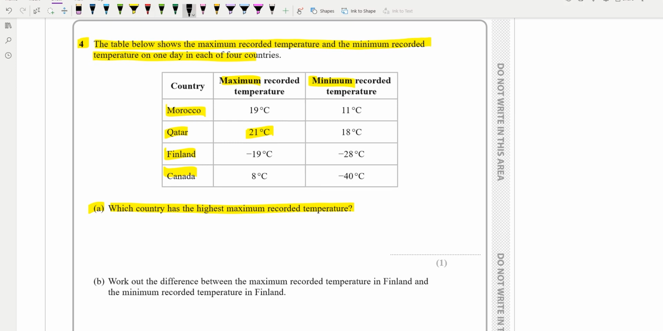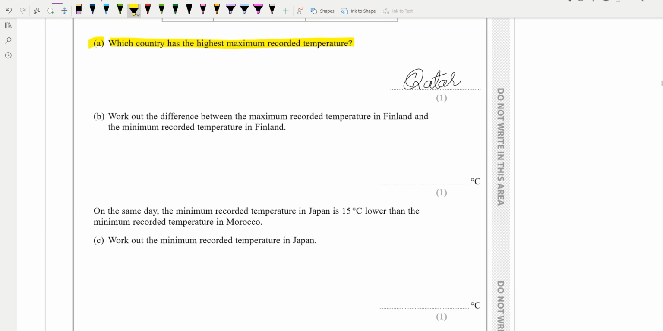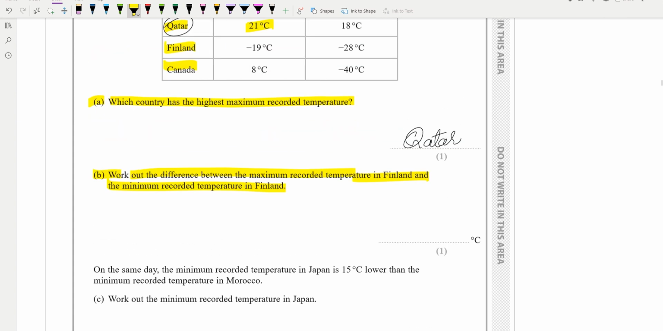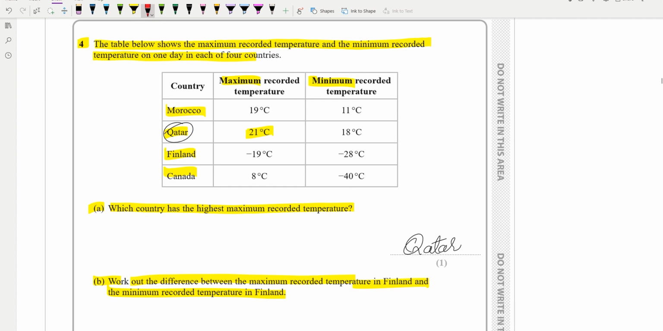So our answer will be which country? The country will be Qatar, so we can write here Qatar, and this is a 1 mark part. And next, B part says work out the difference between the maximum recorded temperature in Finland and the minimum recorded temperature in Finland. So comparison between Finland temperatures. Finland is this one, maximum and minimum.